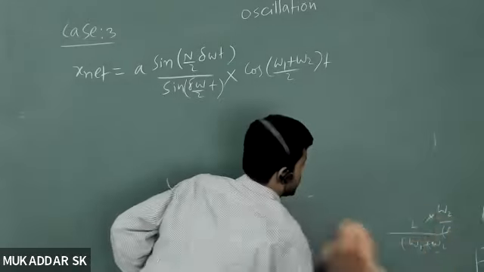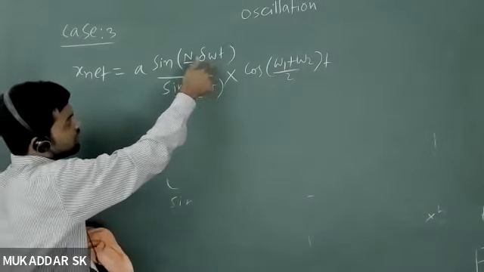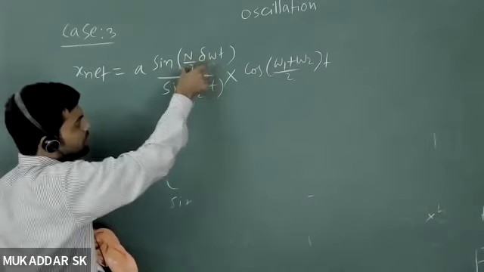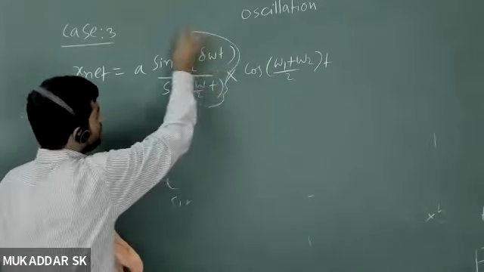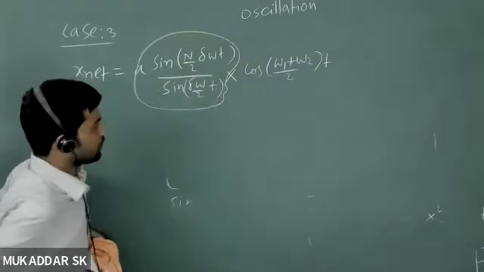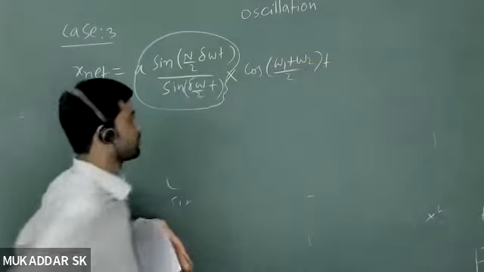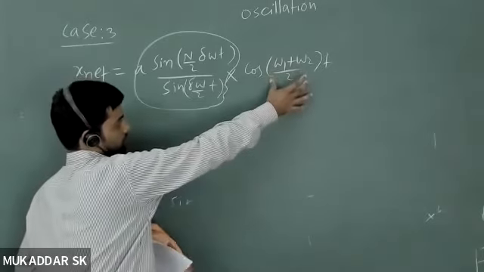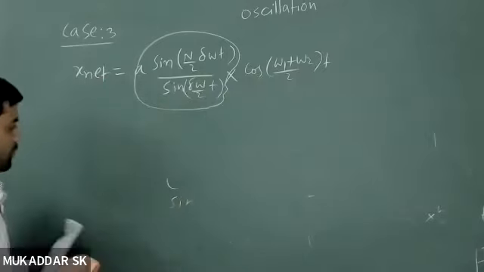And of course, from here you can see this frequency is very less, because delta omega into n will be very less. So this is actually your amplitude factor, and this will be your frequency factor. Like the previous discussion, you can think this term will bring the frequency and this term will bring your amplitude.